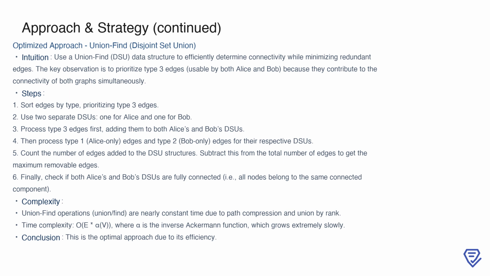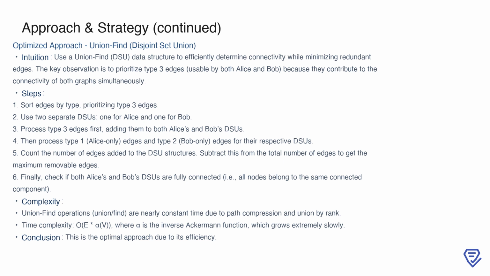The process begins by sorting the edges based on their type, ensuring type 3 edges are addressed first. We then use two separate union-find structures, one for Alice's graph and another for Bob's. Type 3 edges are added to both structures, contributing to the connectivity of both graphs simultaneously. After that, the algorithm processes type 1 edges for Alice and type 2 edges for Bob, updating their respective graphs.